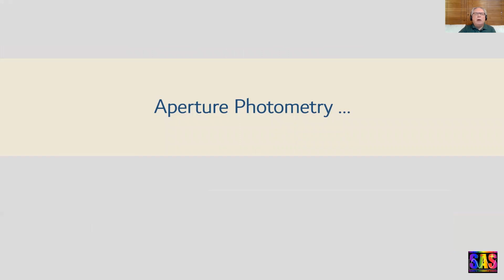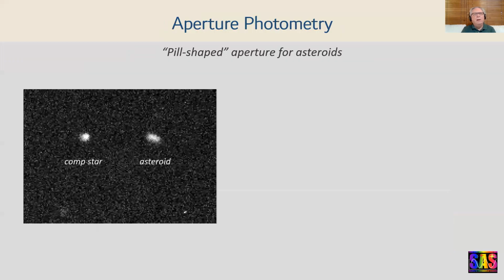Now, for aperture photometry proper, let's talk about a strangely shaped aperture for asteroids. And it arises because of this. This is a very, very small expanded section of one image. The comp star on the left has a very nice, round, tightly focused flux profile, and you can put a nice round aperture around it to integrate all of the light from that comp star.